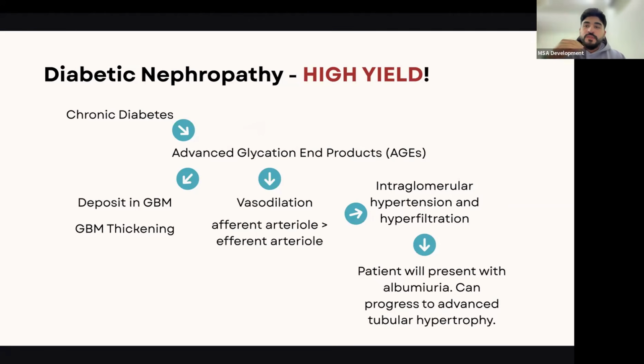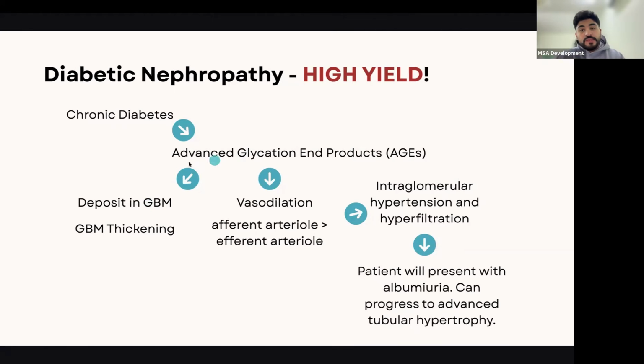So, just in a nutshell, someone who has chronic diabetes for too long is, with time, going to produce things that we call AGEs, or advanced glycation end products. This is going to damage our retina, our neurons, and eventually the kidneys. Now, of course, today we're going to put more focus on the kidneys.